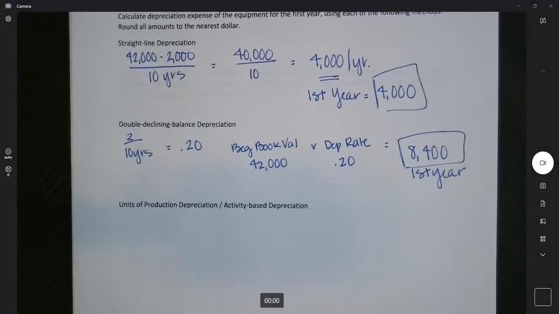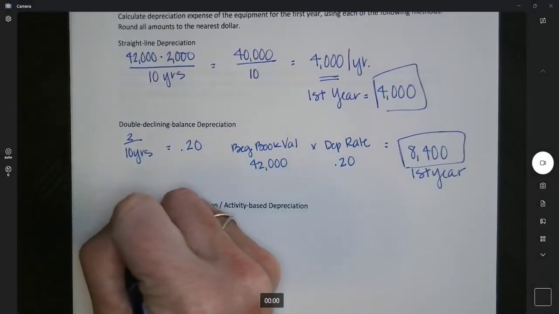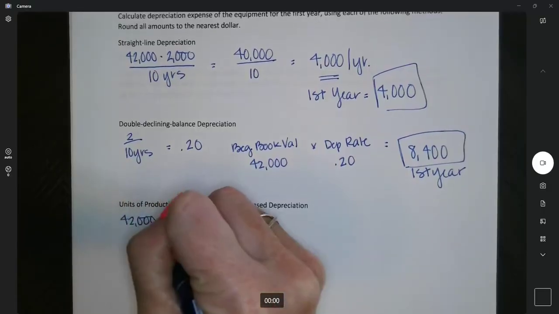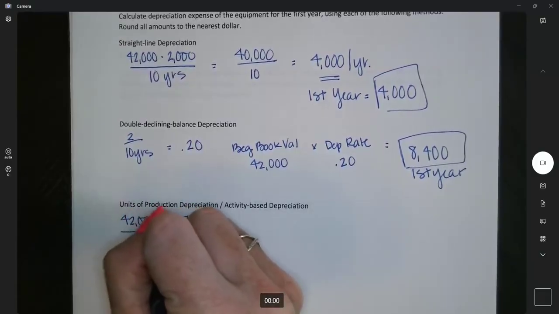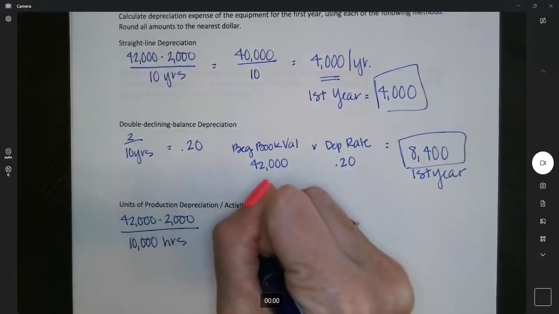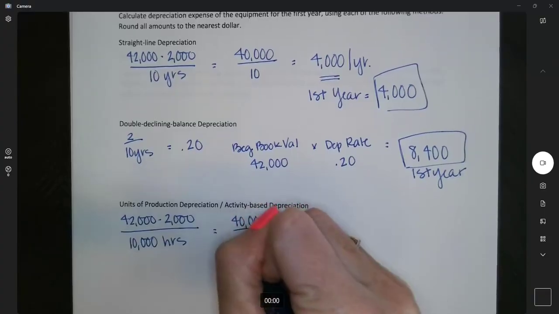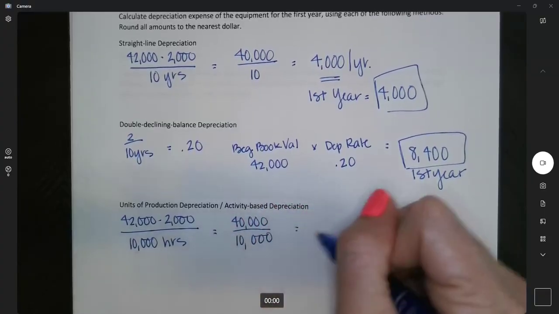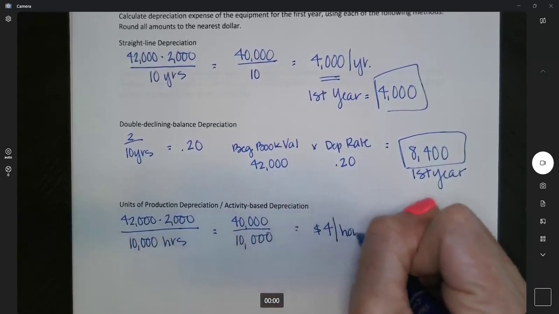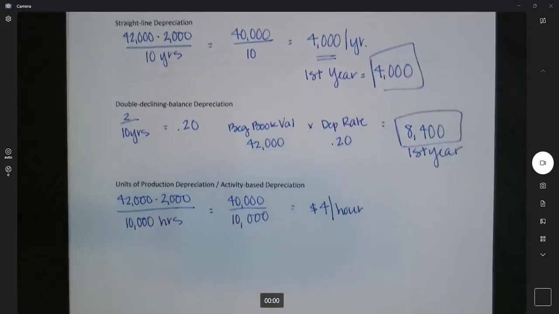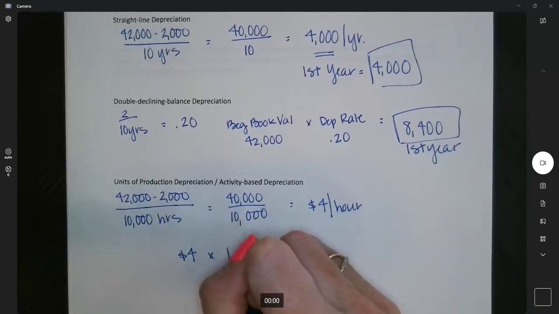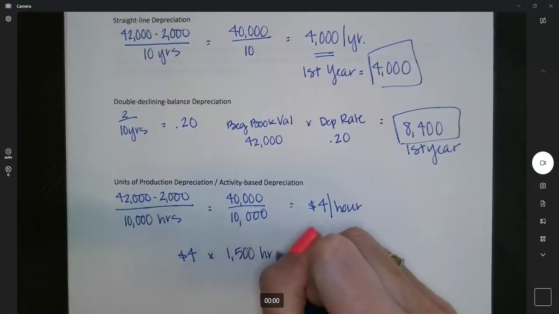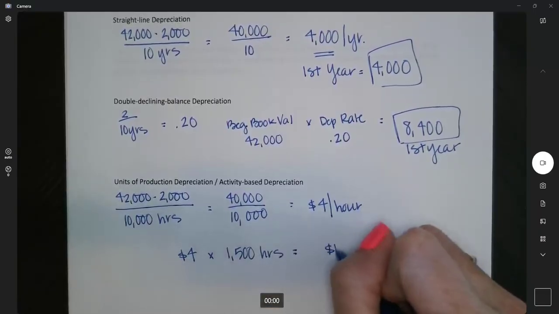In units of production, we're going to determine the depreciation rate per hour. So we'll take depreciable cost, which is $42,000 minus $2,000, and we're going to divide it by the number of hours we expect to use. Then we're going to take that $4 per hour, and we're going to multiply it times the number of hours used in the first year. And we're going to get $6,000 for the first year.